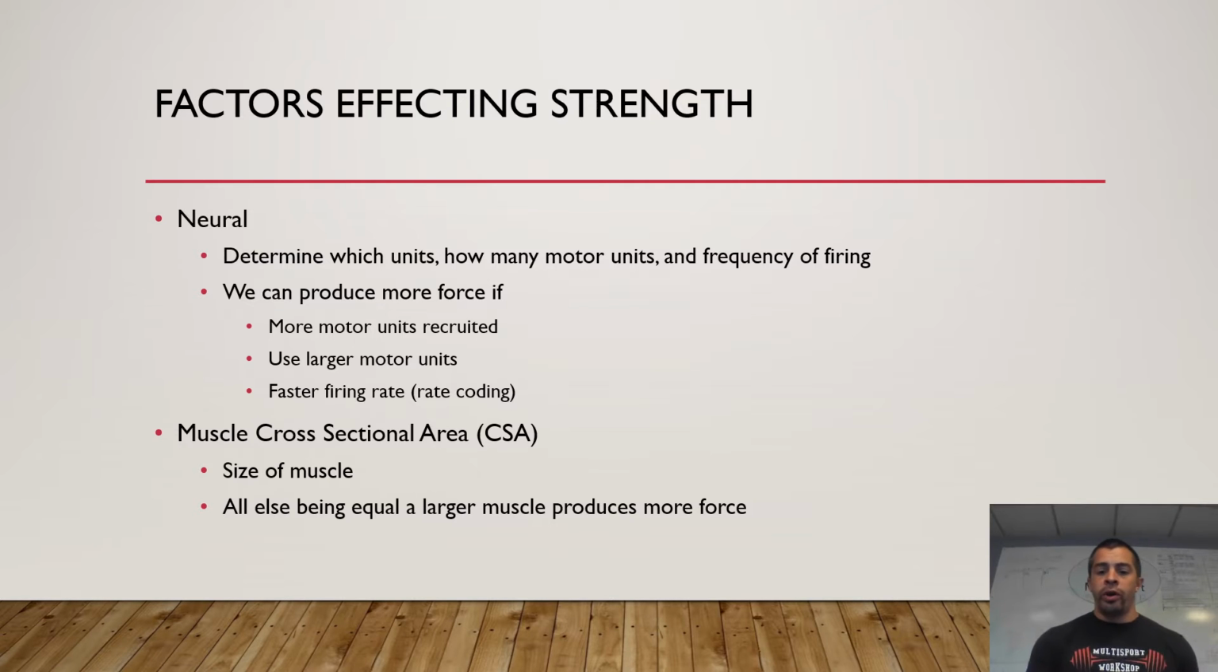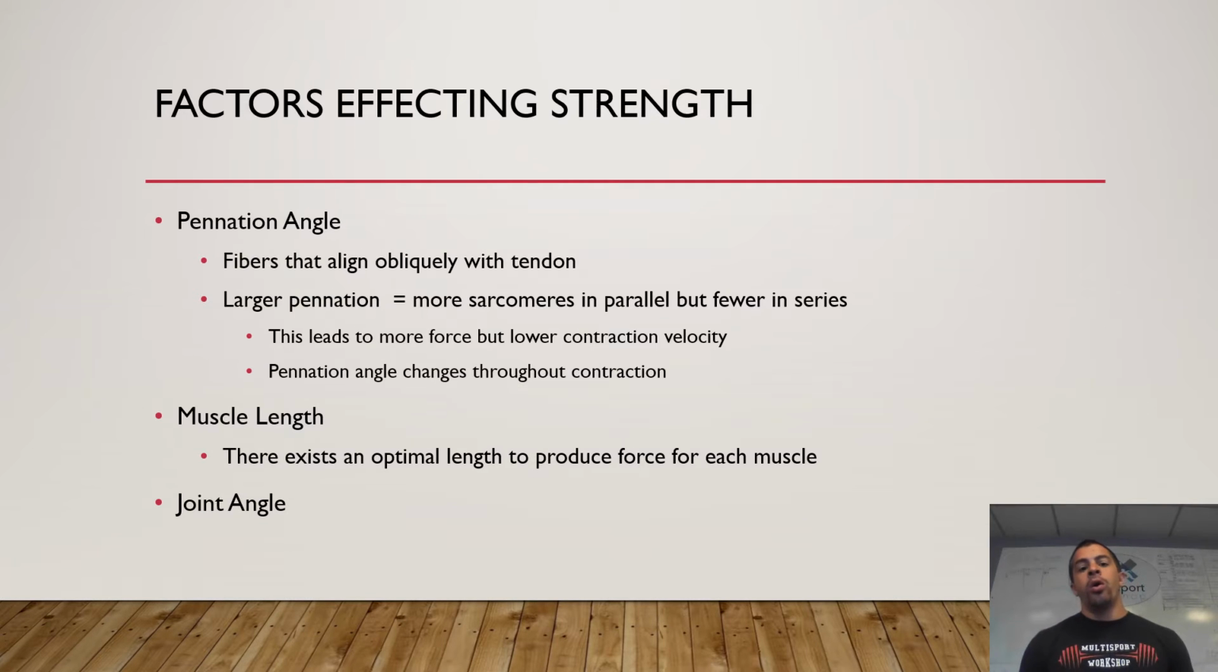But there are some other areas on how we display strength, right? And that's the next slide: pennation angle, muscle length, and joint angle. Pennation angle is largely determined just by our genetics. Some people say pennation angle is trainable. I have never worked with a client focusing on developing a larger pennation angle. That's just more of a practical piece. But what is pennation angle?